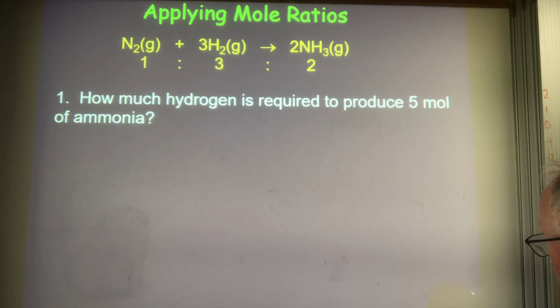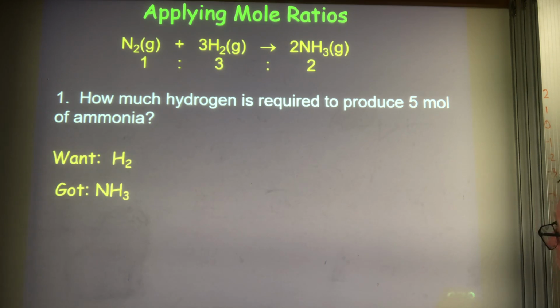How much hydrogen is required to produce 5 moles of ammonia? So, we've been given the number of moles of ammonia, that's what we've got. What do we want to find out? We want to know the amount of hydrogen required. We've got the moles of ammonia. Want over got is hydrogen over ammonia.